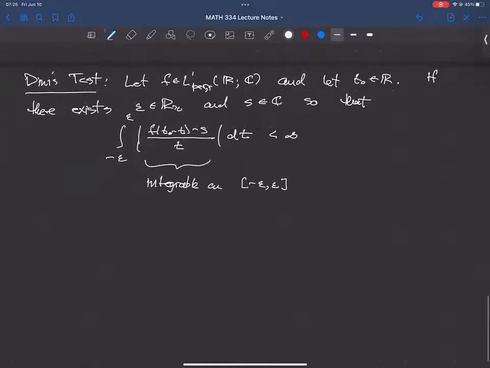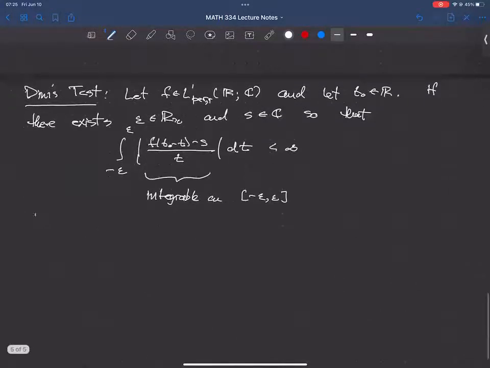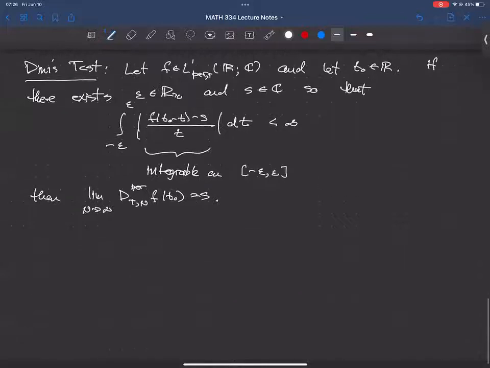then you have pointwise convergence at T naught to S. And so that just means that the limit as n goes to infinity of these partial sums of the Fourier series equals S. Okay, all right, so this is a sufficient condition. All right, and it's easy to prove.